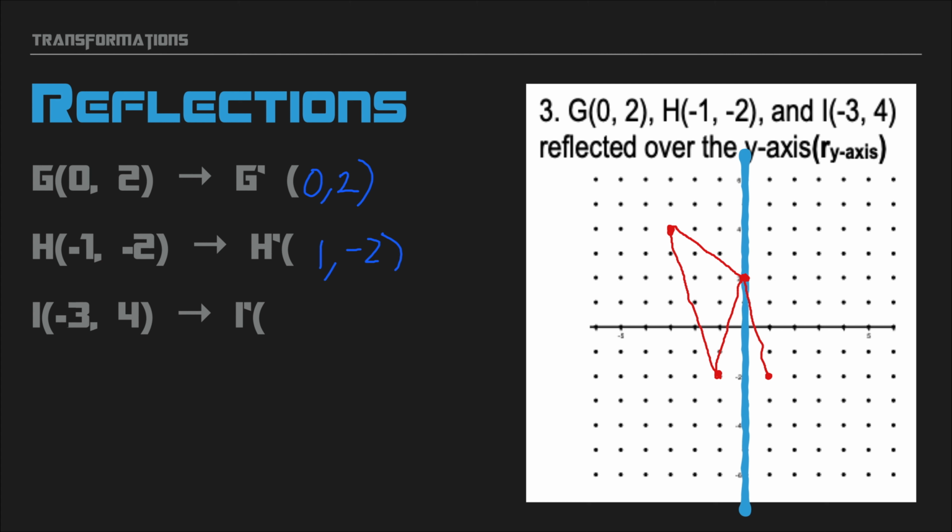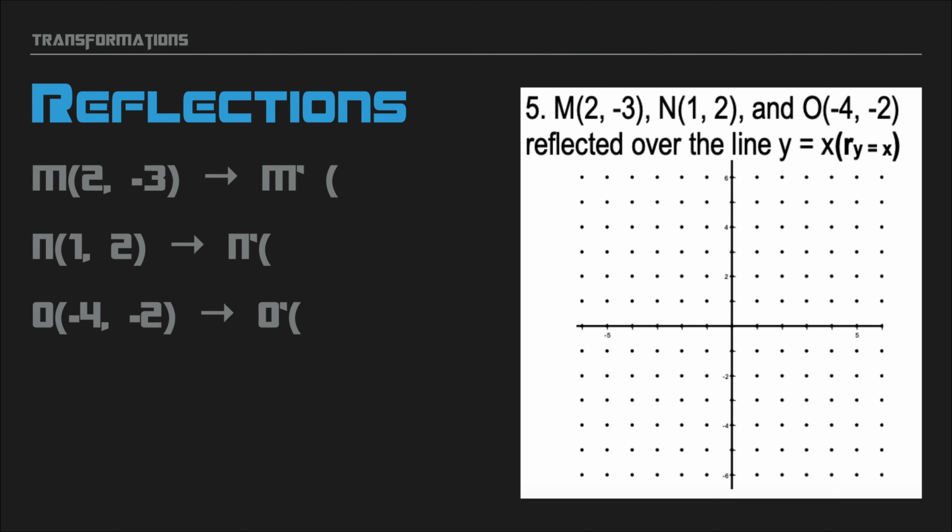And then finally, negative 3, negative 4, well, it moves 3 over to get to the line of reflection. And then over 3, that's going to get us right there, meaning that our point is at positive 3. Oh, let's rewrite that. Positive 3, negative 4. So G prime, H prime, I prime. So there we are. You'll notice it looks like a butterfly.